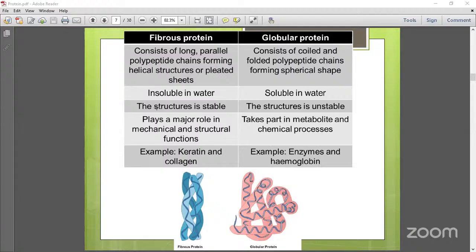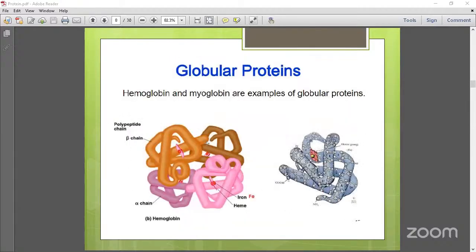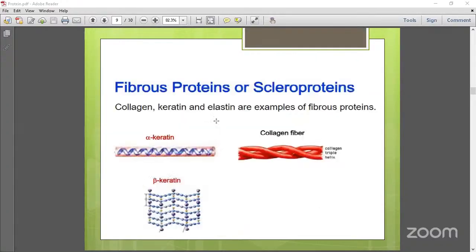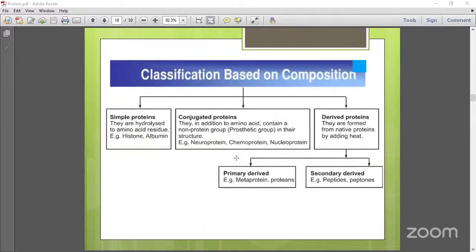The examples for the fibrous proteins are keratin and collagen, and the enzymes and hemoglobin are the examples for the globular protein. Here you can see the structure of globular protein in case of hemoglobin, and myoglobins are examples of globular protein. And fibrous proteins are scleroproteins, those present in collagen, keratin, and elastin. Those are the examples for the fibrous proteins.